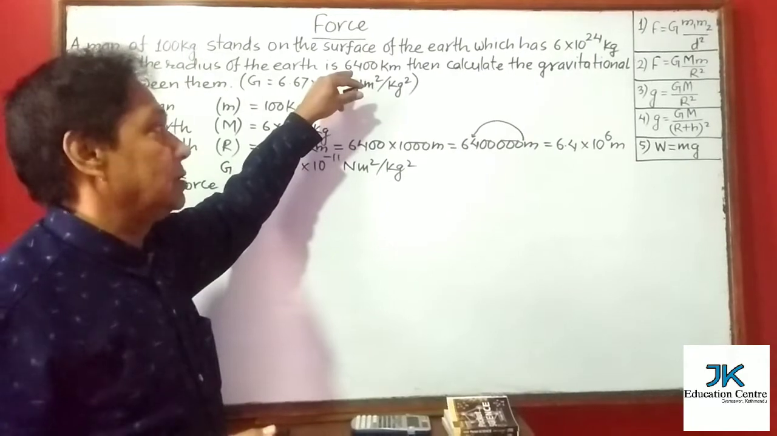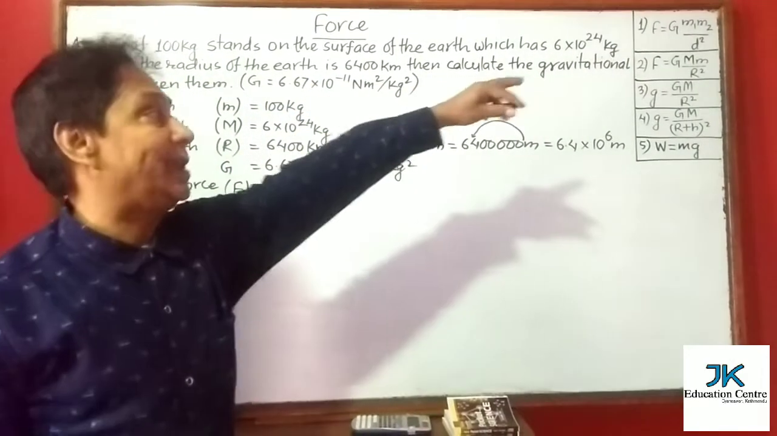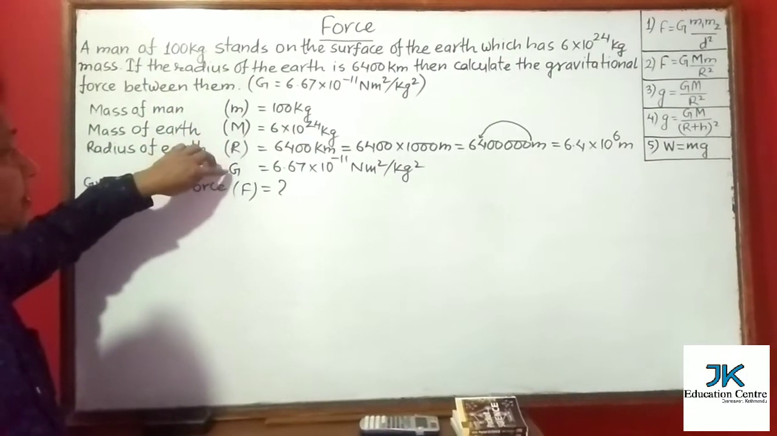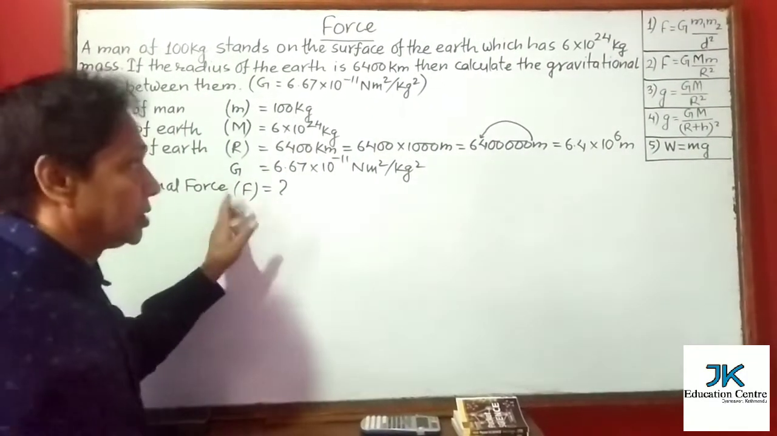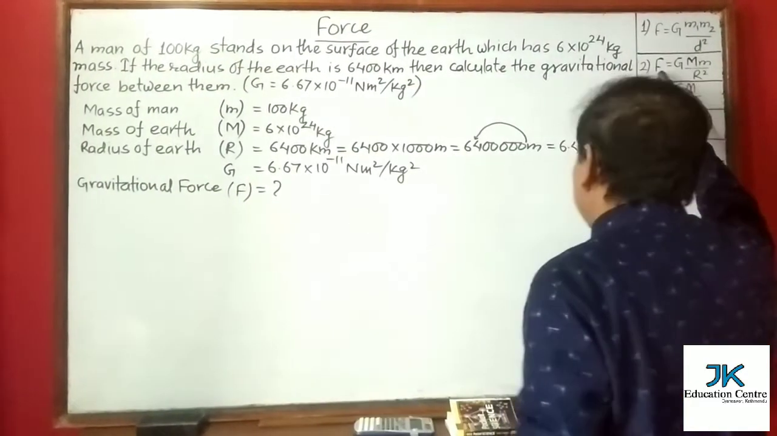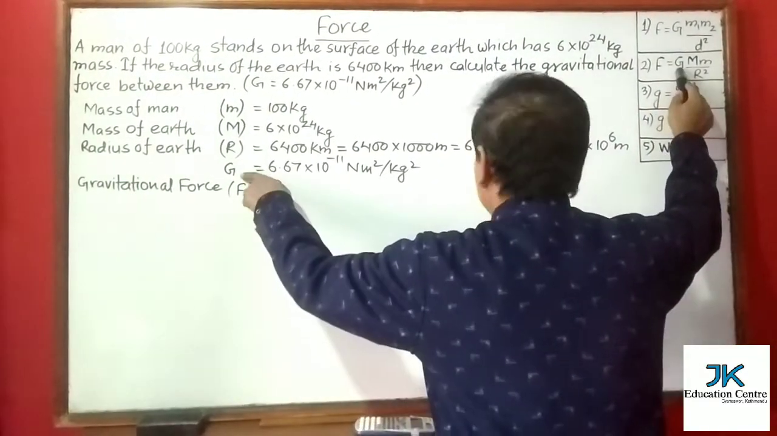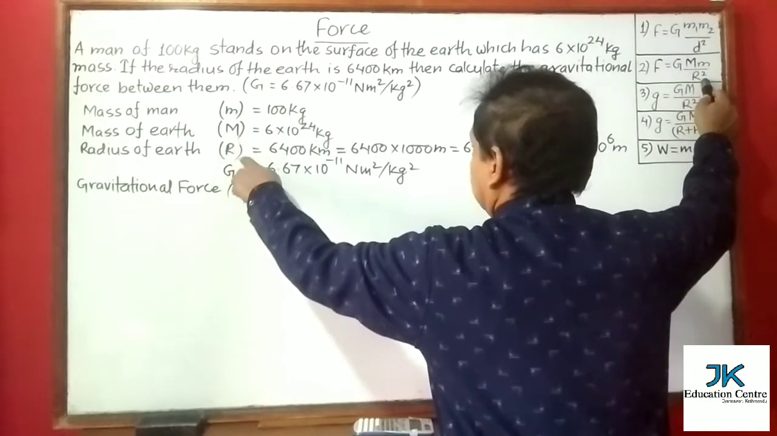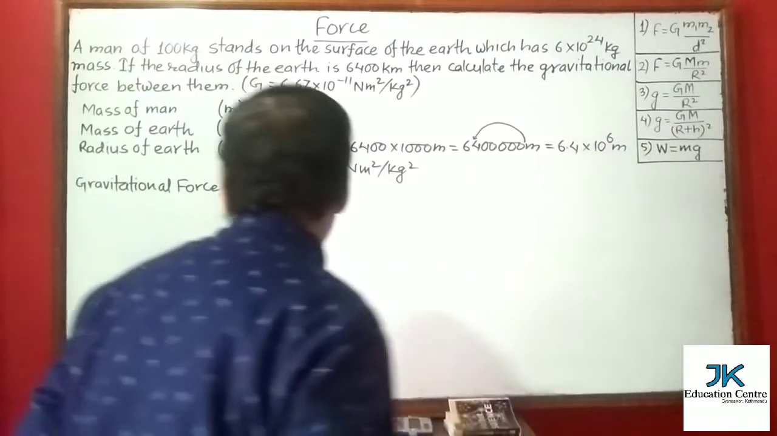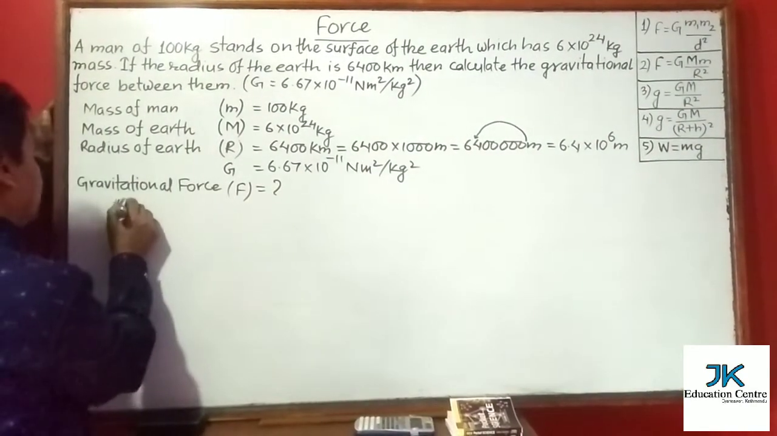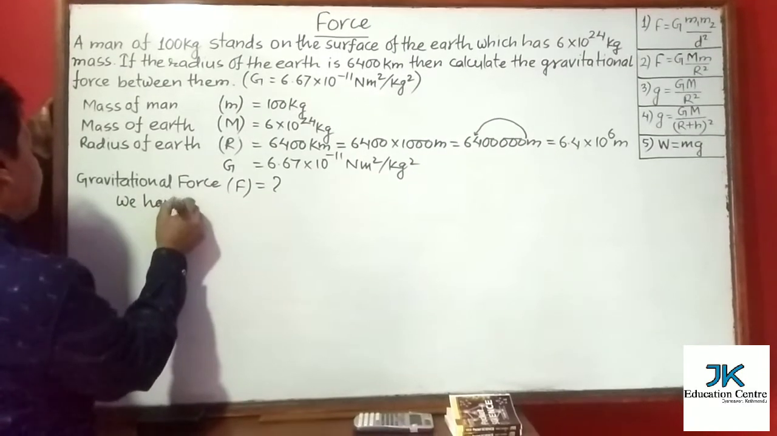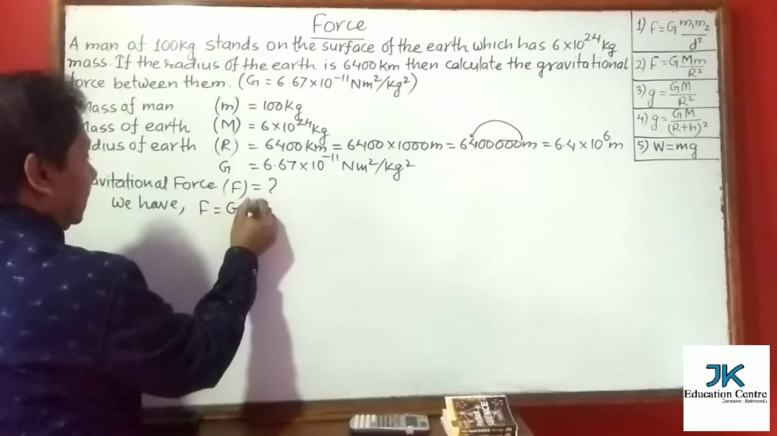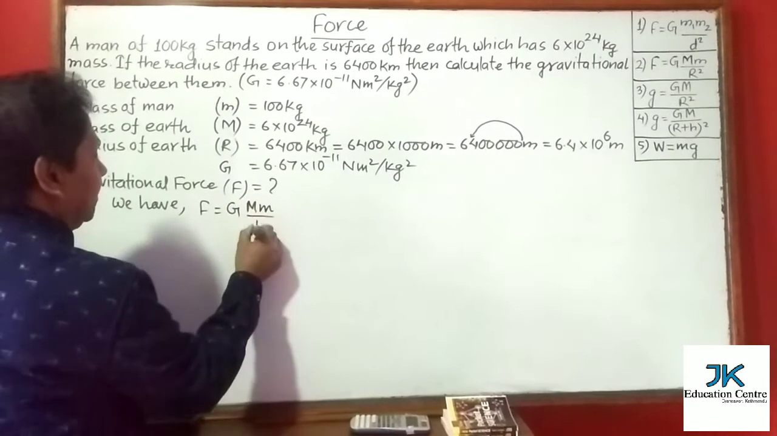Now we don't have to see this numerical problem. Looking at this, we can select the equation and use it. M is given, R is given, G is given, F is the question. Now look at this. Here F is the question, G is given, M is also given, small m is also given, and R is also given. That's why we are using this second equation to solve the numerical problem. So we have F equal to capital G, capital M, small m by R square.